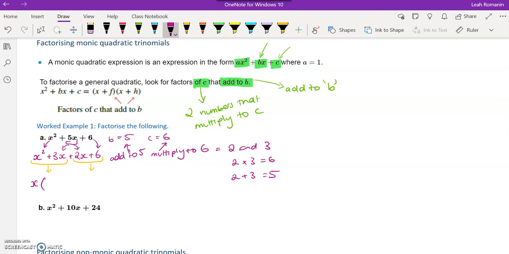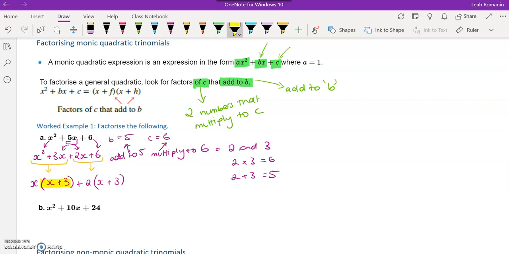And then to figure out what's left in the bracket, you're going to divide these two terms, so the x squared and the 3x, by x. So x squared divided by x is just x, and 3x divided by x, those x's are going to cancel out, and we're going to be left with the 3. Now we move on to the 2x plus 6. My highest common factor is 2, and it's a positive 2, which is why I'm putting this plus 2 here. Now dividing 2x by 2 just leaves me with x, and dividing 6 by 2 leaves me with 3.